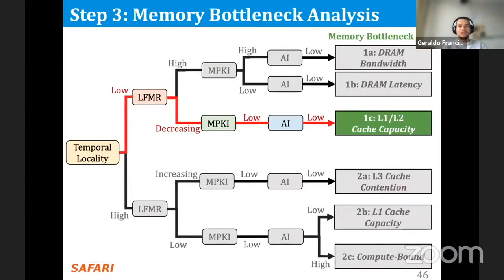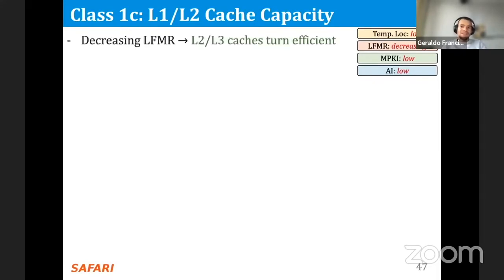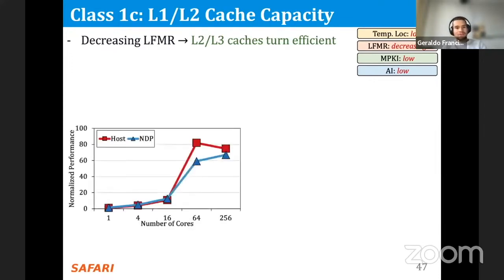Next, we analyze L1 and L2 cache capacity bound applications. Applications in this class have low temporal locality, decreasing last level cache miss ratio with the core count, low MPKI, and low arithmetic intensity. We find that the behavior of the functions in this class depends on the number of cores they are using. The decreasing miss ratio implies that L2 and L3 caches become efficient when increasing the number of cores. We analyze how this impacts performance.